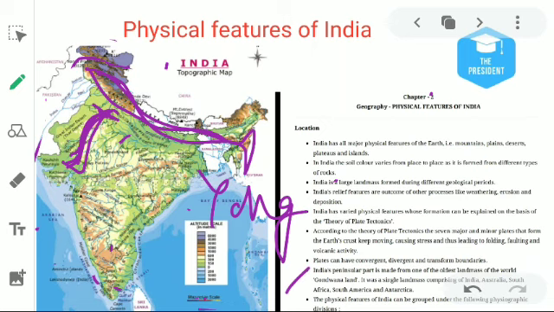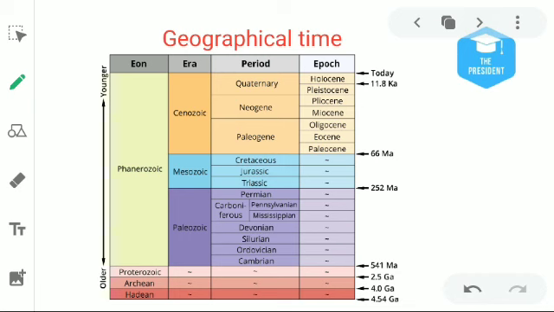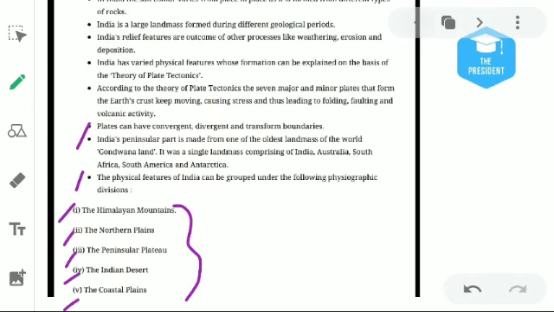Understood? I have already discussed all this. And the physical divisions I have discussed earlier: the Himalayan mountains, northern plains, peninsular plateau, Indian desert, and coastal plains, and the sixth one is the islands. They are the six divisions.